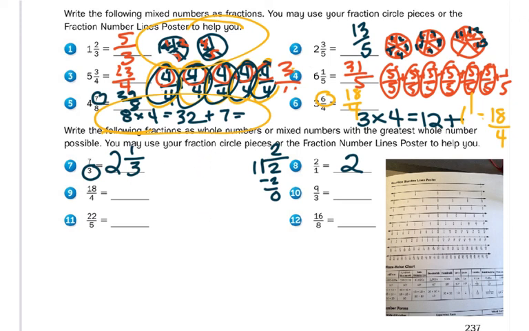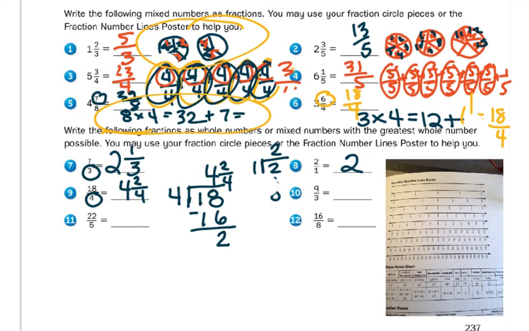Number 9, 18/4. It just means how many 4s are there in 18? 4 times 4 would give me 16. Go ahead and subtract. The remainder goes on top. My divisor does not change. 4, my remainder is 2. My divisor stays the same. So 18/4 is the same as 4 2/4.